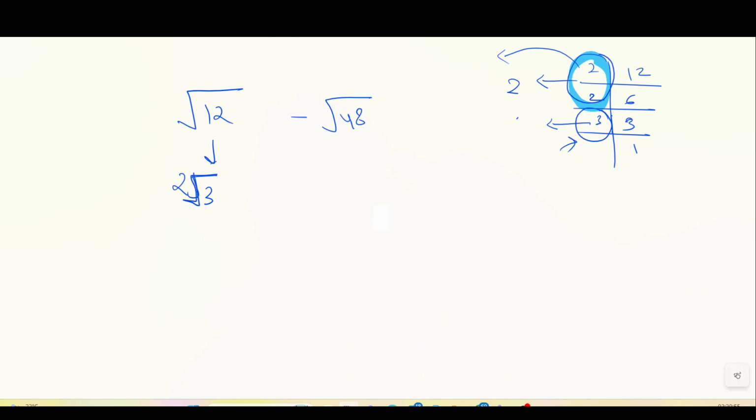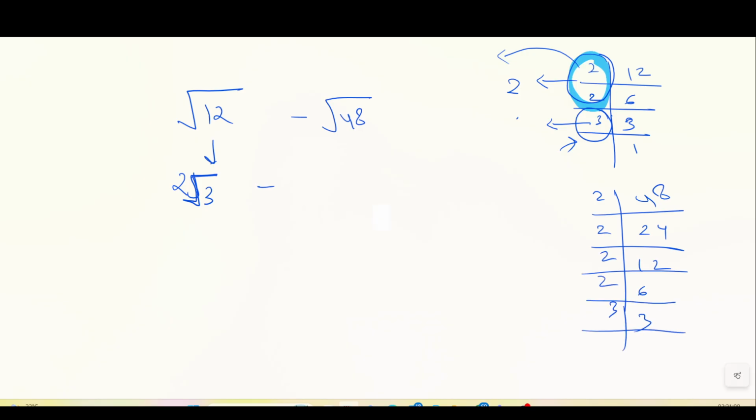Okay? Similarly, if we do the factorization of 48, we'll get this and this. I'm just dividing it by 2. And then divide by 3. We make groups of the same numbers, groups of 2. And then here we get this 2 and this 2. 2 times 2, 4. 4 square root 3. Right? Because there is no group of 3. 3 is just one number.